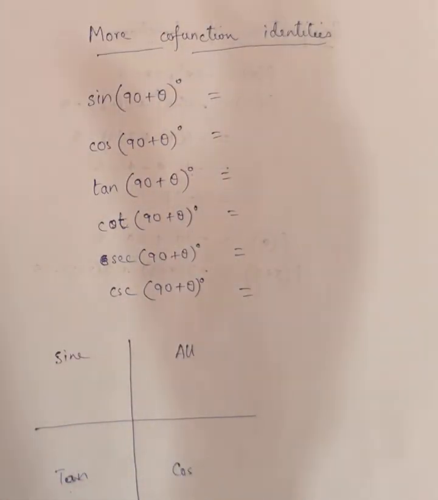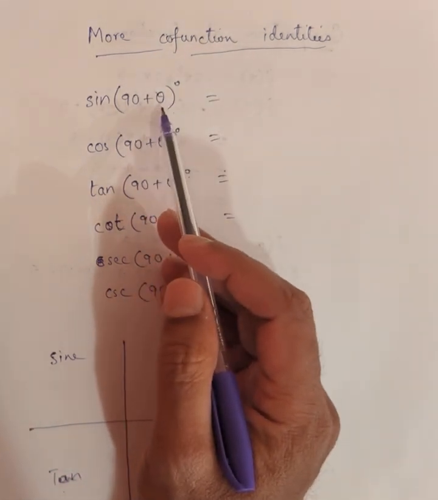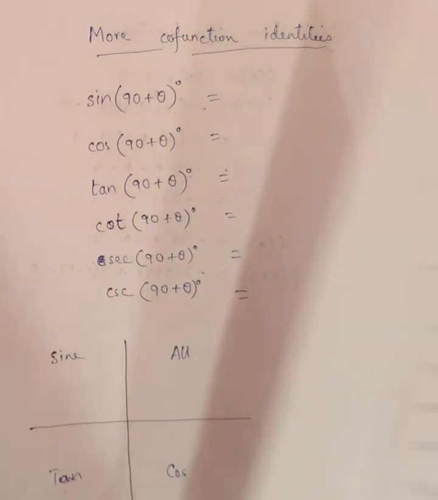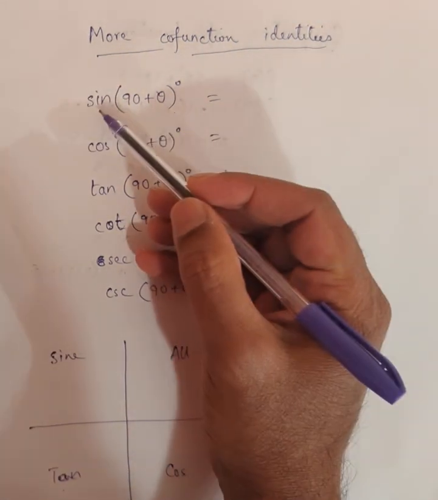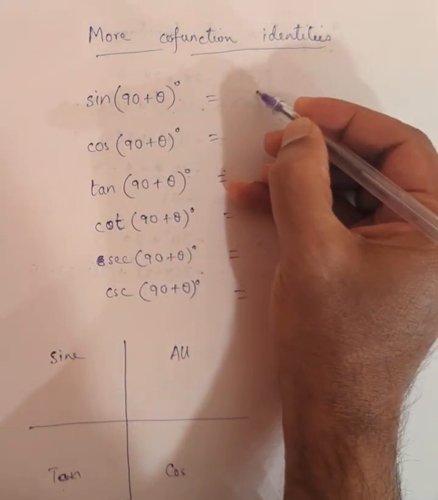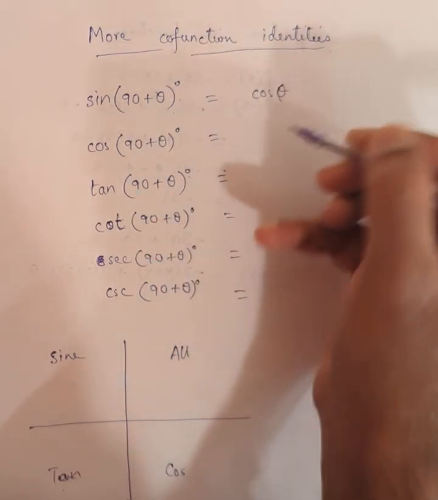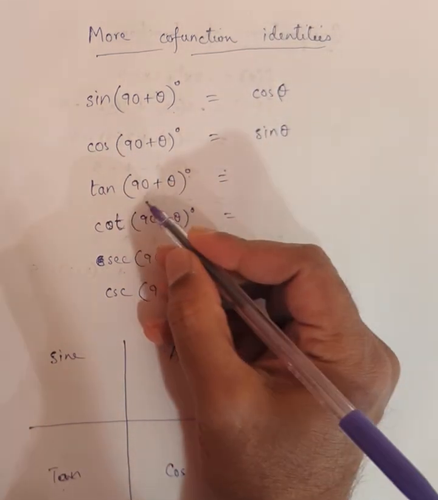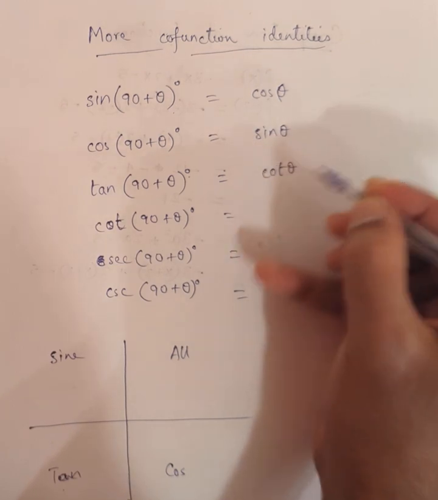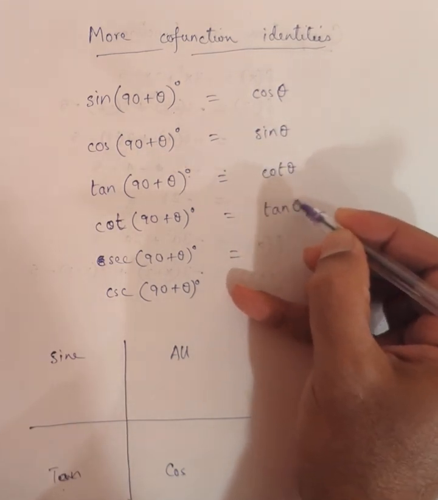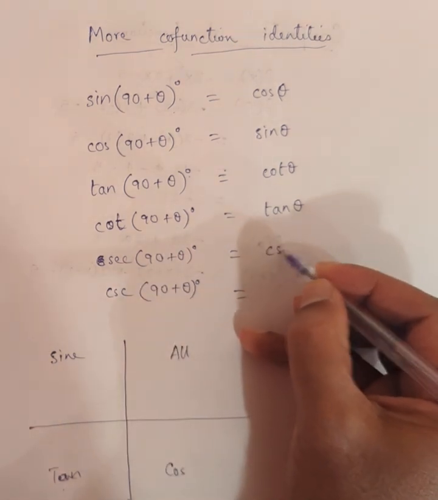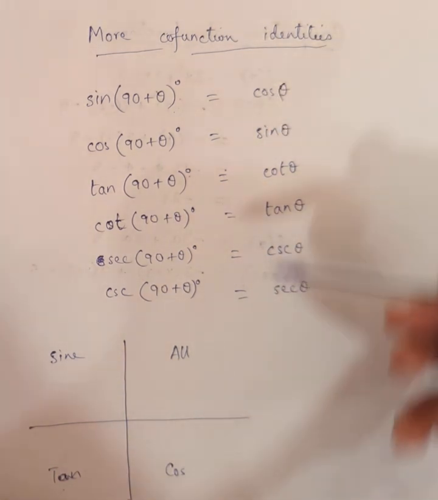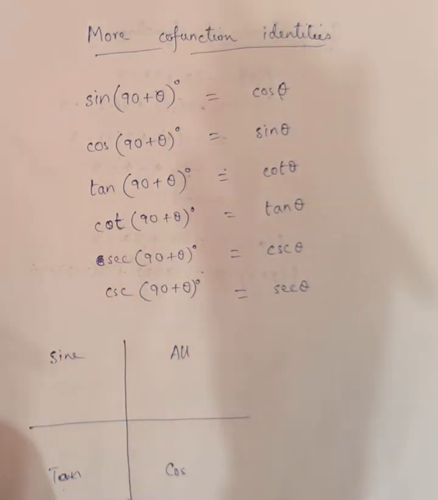Now, when you have 90 plus theta, this is not going to be acute anymore, but magnitude-wise, these are still the same. The complement of sine is cosine, so I'm going to write cosine theta. That of cosine is sine, and tan's is cot, cot's is tan, secant becomes cosecant, and cosecant becomes secant. So magnitude-wise, they're all the same. But some of them will be negative.